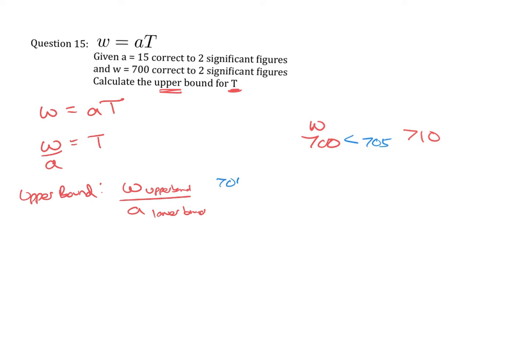So that's 705. Now let's look at A. A is 15. I'm going to put it over here. A is 15, and I want the lower bound for this one. So 2 significant figures. If that's 15, then the lower one would be 14. Halfway between that would be 14.5. So 14.5 to 2 significant figures would round to 15. So 14.5 is the figure I'm going to use for my lower bound here.